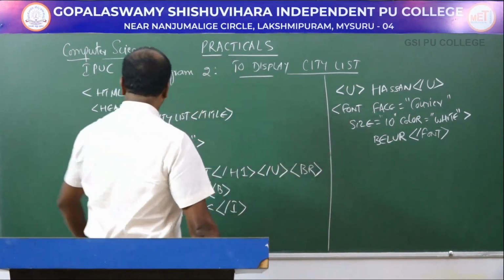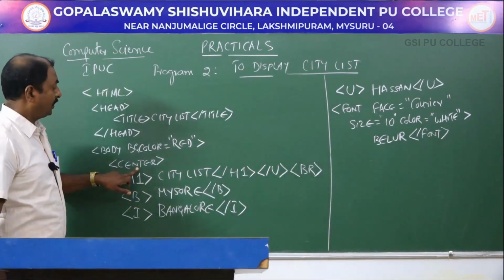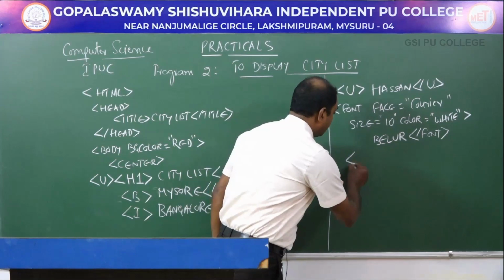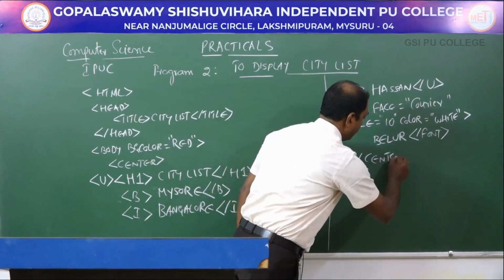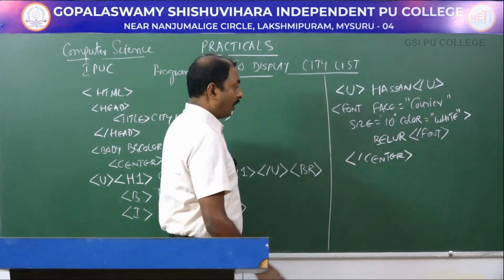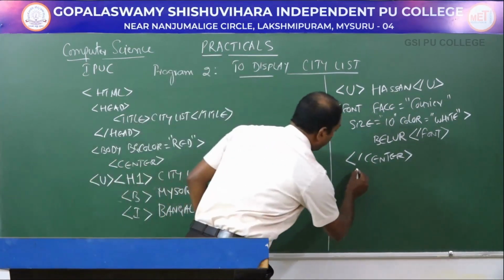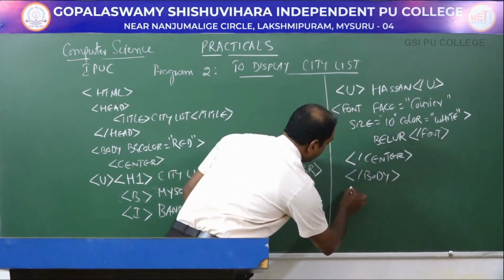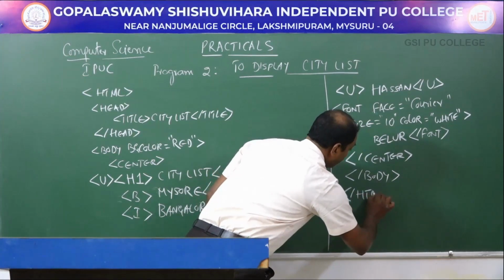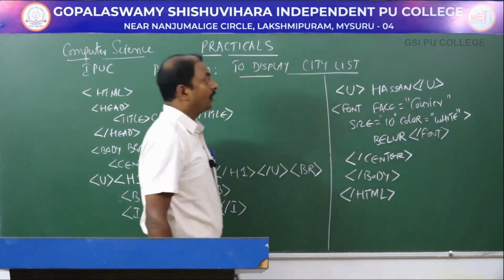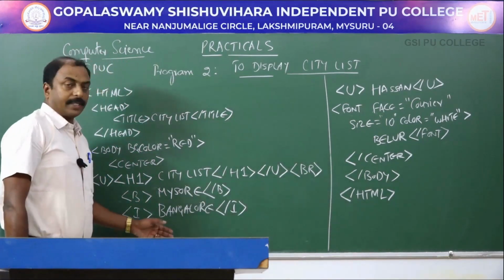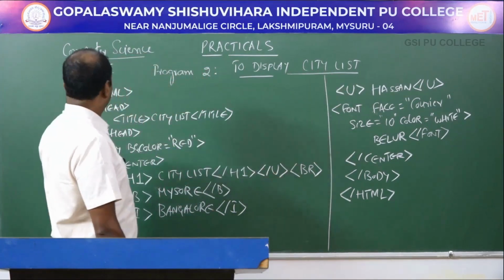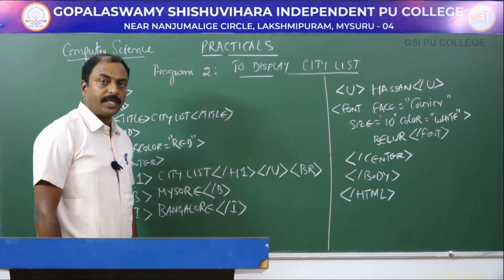Now let me close the tags. First we have to close the center tag, because we used center at the beginning of the body tag. First we'll close the center tag. After this we have to close the body tag. Then we have to close the HTML tag. So student, this is a simple example to display the names of cities, or a city list, by making use of different HTML tags.